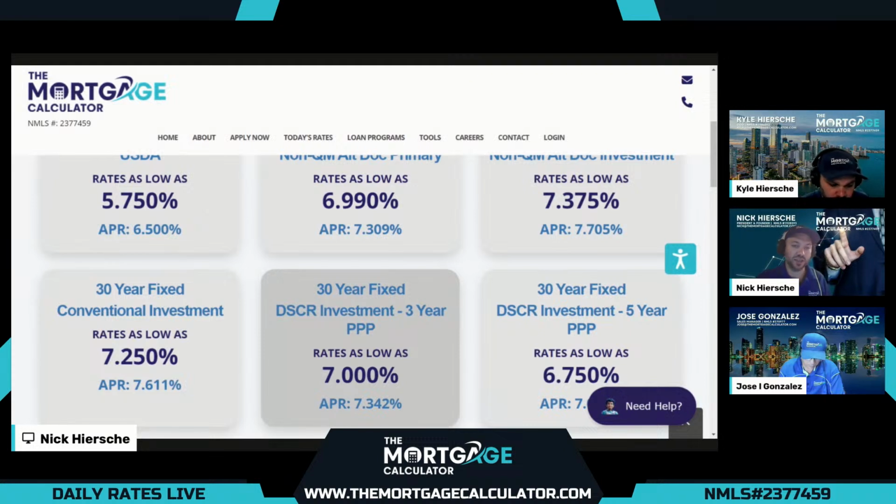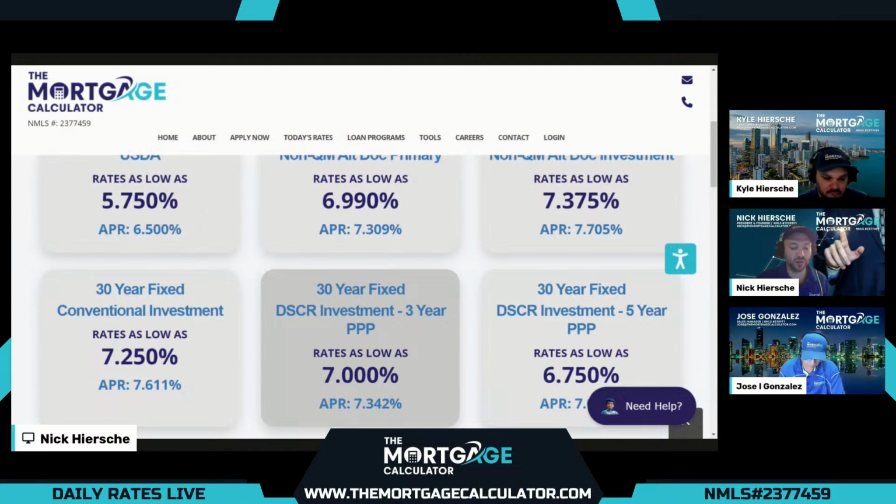DSCR stands for debt service coverage ratio. No income, no employment needed. We simply use the estimated rents from the appraisal to determine a DSCR ratio. If the estimated rents can cover the expenses, aka the property will cash flow, that's a ratio of 1 or higher. For the demos, we put a ratio of 1.5 so we can see all the programs here.